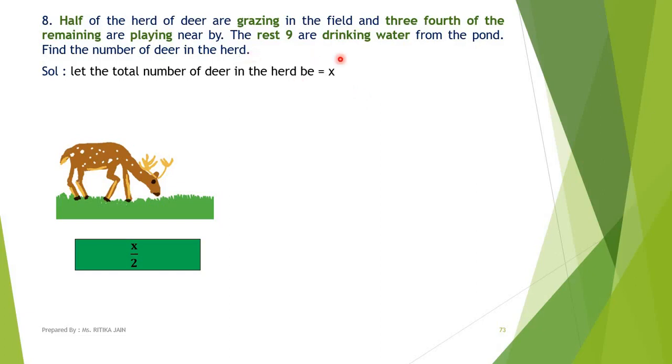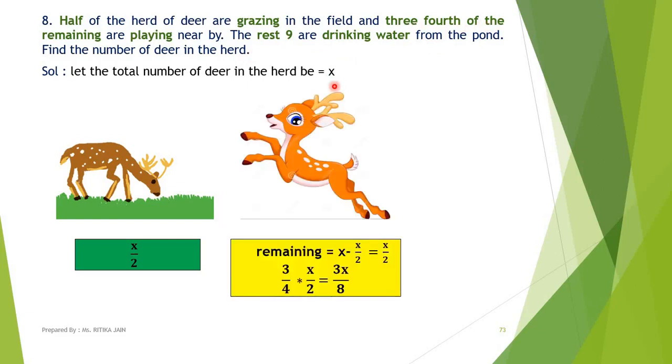Okay. Now, 3/4 of the remaining. So, what is remaining? X by 2. Calculate 3/4 of x by 2. So, it will give you 3x by 8. 3x by 8 number of deer are playing.